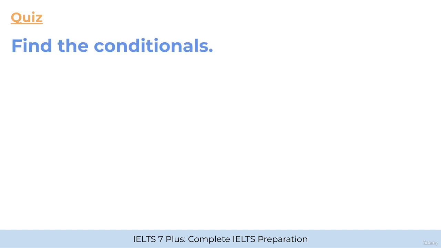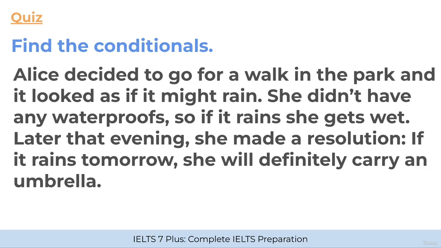Okay, so we have another activity to do just to round off today. We have been tasked to find the conditionals in this paragraph. I'll read it out. So Alice decided to go for a walk in the park and it looked as if it might rain. She didn't have any waterproofs, so if it rains, she gets wet. Later that evening, she made a resolution. If it rains tomorrow, she will definitely carry an umbrella. Okay, so over to you. Have a look for those conditionals. There might be a clue with a certain word, but extra bonus points if you can decide what type of conditionals they are as well. So have a think and then we'll talk through it.